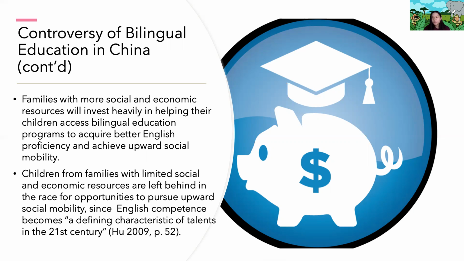So going back to the advantaged families, parents from these families can spare more time with their children. They hire tutors and bring their children to travel overseas. These experiences are quite beneficial to students' English proficiency and their understanding of diverse culture, but these experiences are not accessible to economically disadvantaged children. A result can be that children from families with limited social and economic resources are left behind in the race of opportunities to pursue upward social mobility.